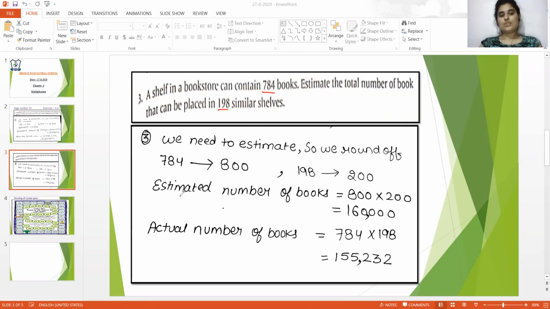After multiplication, you can write the estimated number of books, and then you have to find out the actual number of books. This is the practice question for you. You have to do it by yourself and send it to me.